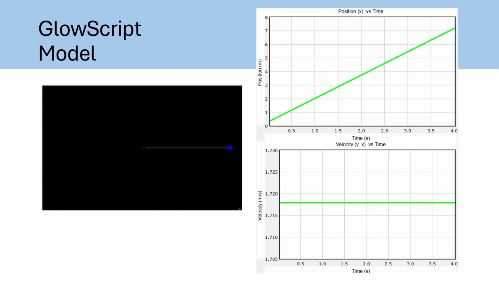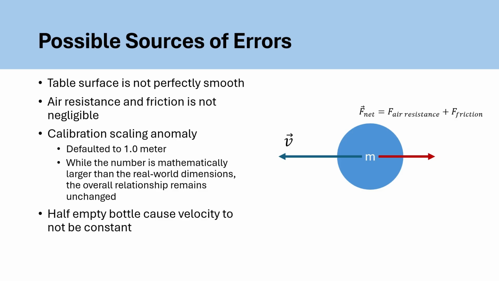In the GlowScript model, you can see that the blue ball has moved away from the origin. In the position versus time graph, you can see it's a positive linear slope, and in the velocity versus time graph, it is constant. Possible sources of error: the table surface is not perfectly smooth, and the air resistance and friction are not negligible.